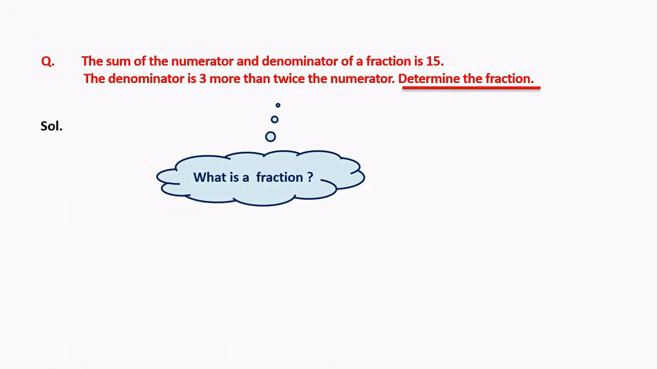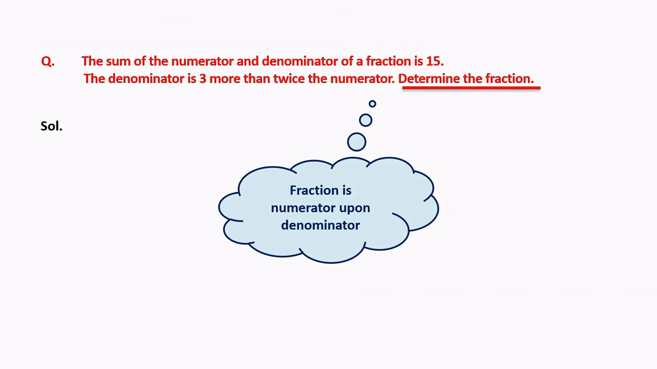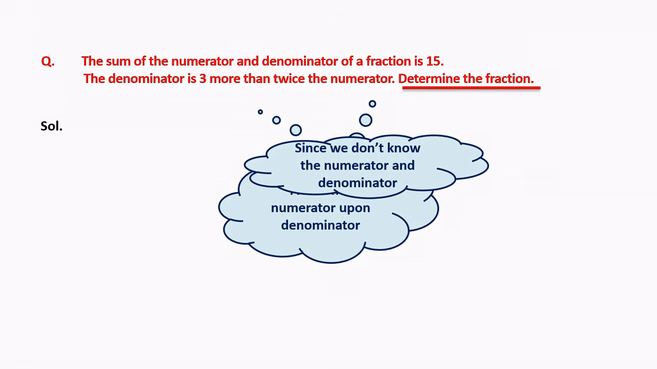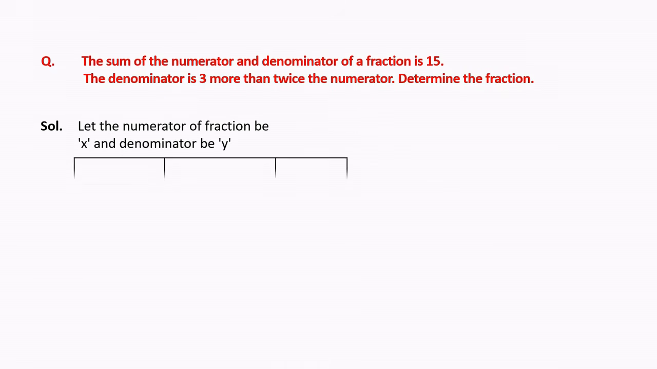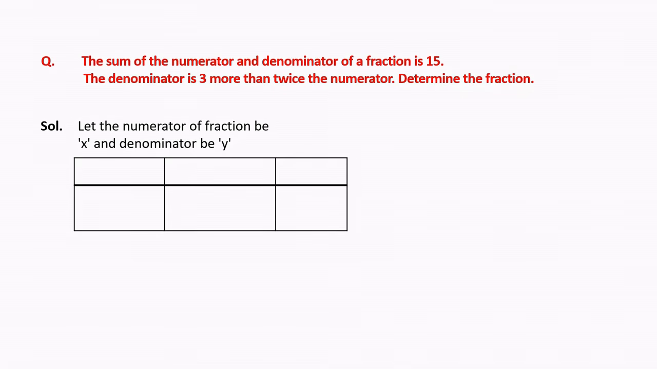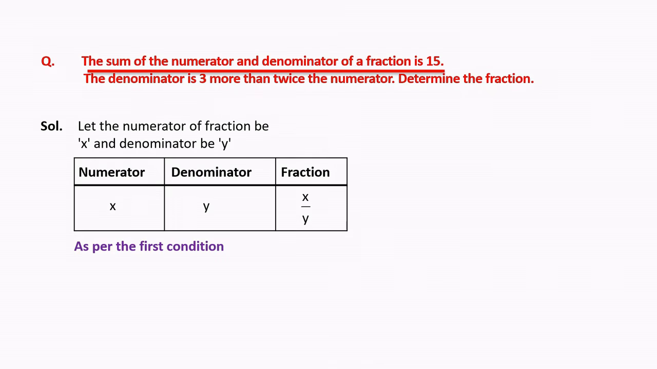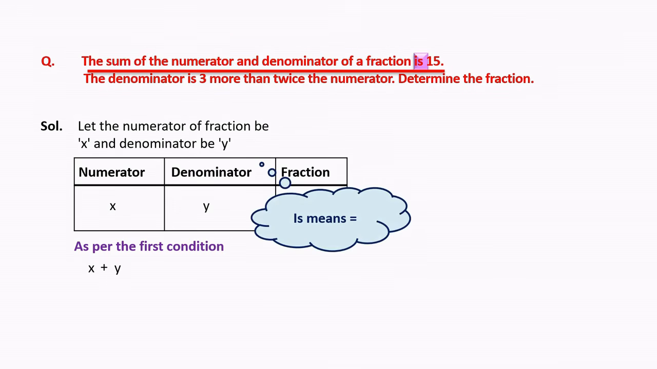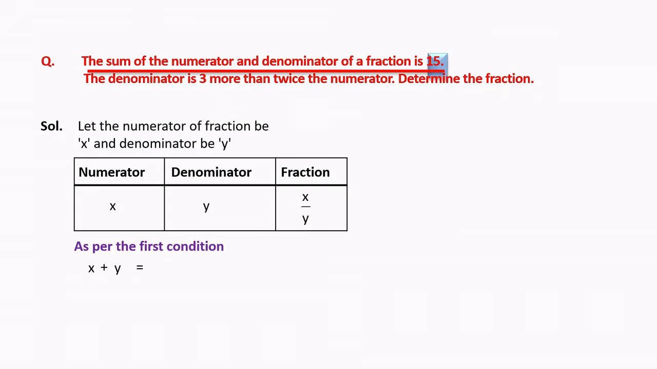First, remember that a fraction is written as numerator upon denominator. Since we do not know the numerator and denominator, let us assume the numerator as x and the denominator as y. So, the fraction becomes x by y. Now, let us form the equations. According to the first condition, the sum of numerator and denominator is 15. So, we write x plus y equals 15. This is our first equation.